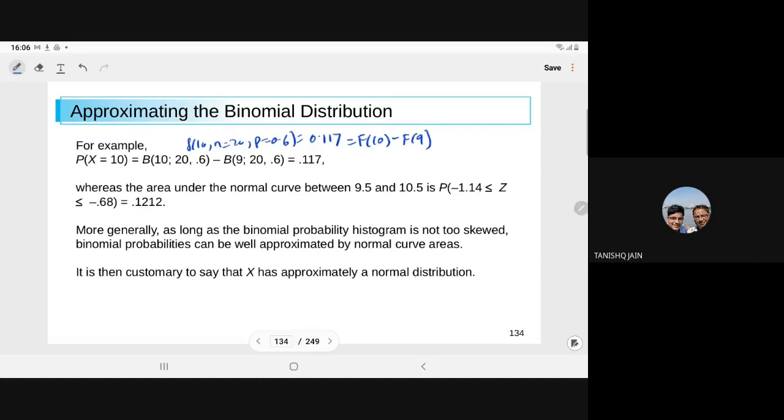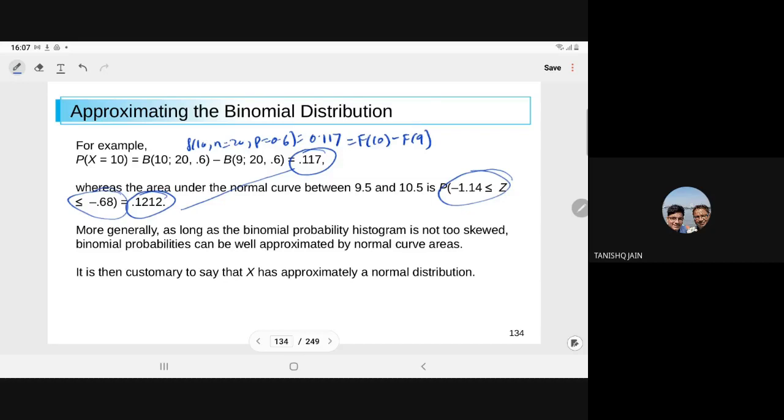The same thing, if you compute from the binomial distribution, its value will come to 0.1212. You can see these two values are more or less the same. In this way we can approximate the binomial distribution through the normal approximation. How we are writing this, how we are getting this, I will tell you later on.